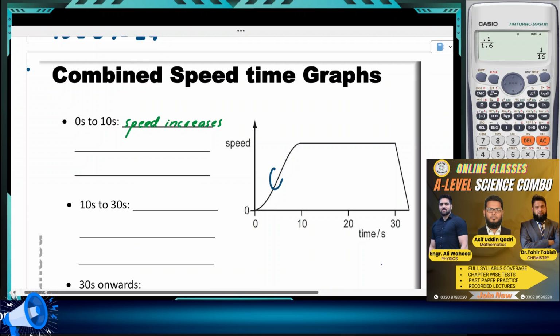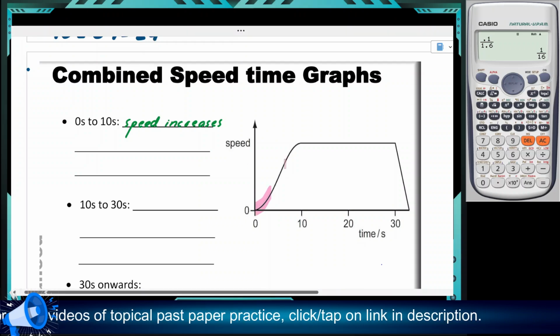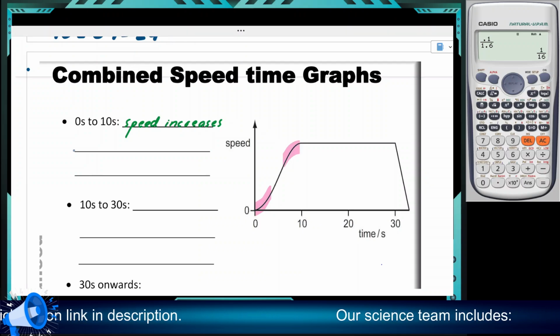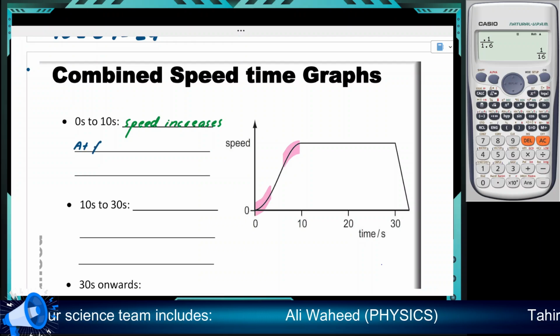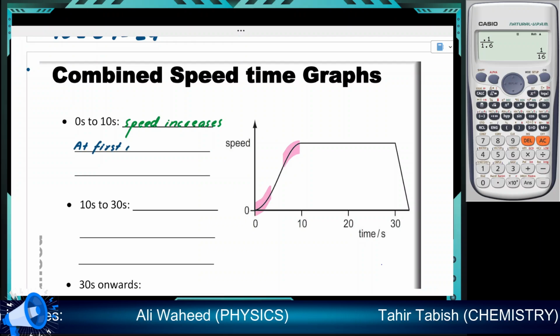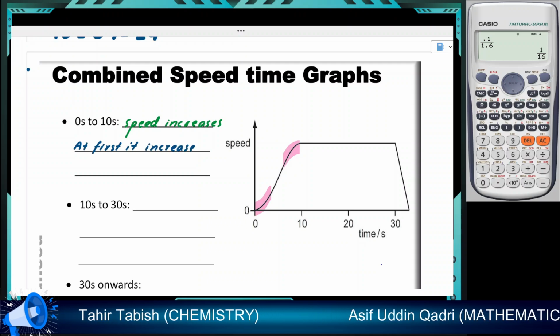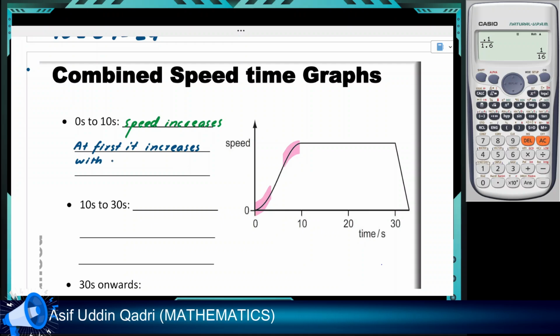If you want to consider the middle part, when you have a straight line, you can consider that one as well. But let us talk about these two important parts, the first region over here, the second region over here. At first, speed increases, but with increasing acceleration.